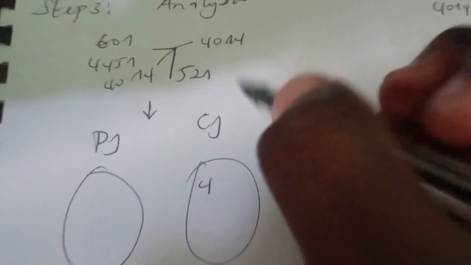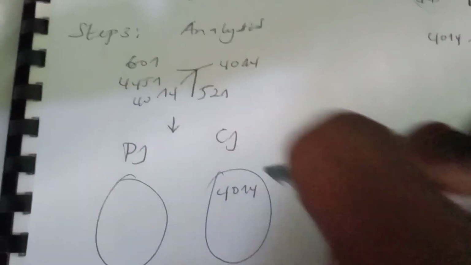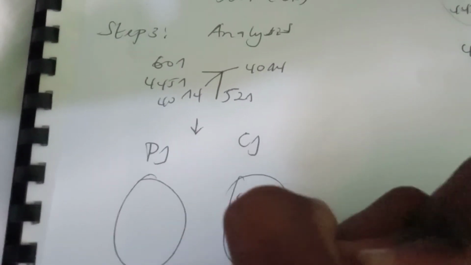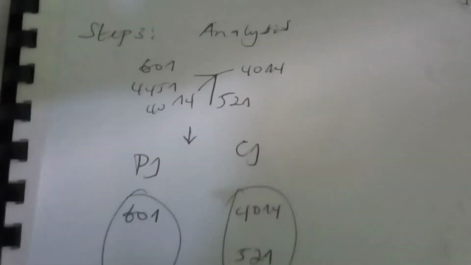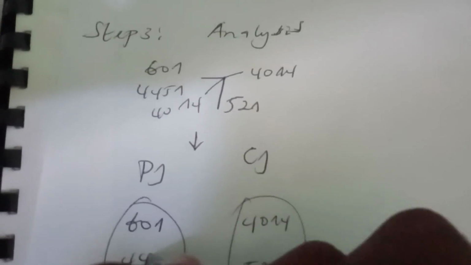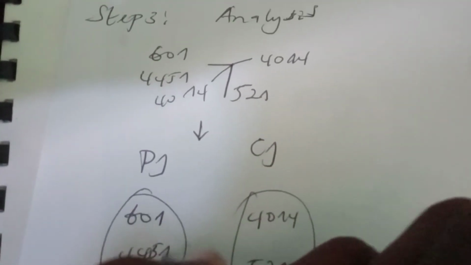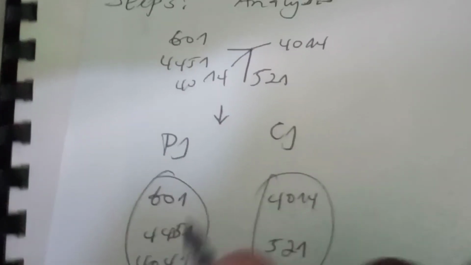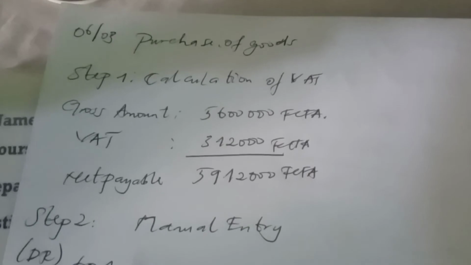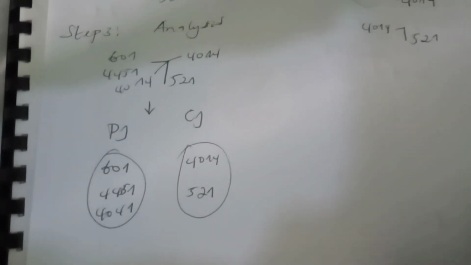So here we'll just recopy the information. 4014 and 521. Now here we're going to put in the journal 601 and 4451 and also 4041. So this is going to enter. This was just an example to show you guys how it's going to be recorded. So this is it. The other ones people can take charge of doing.